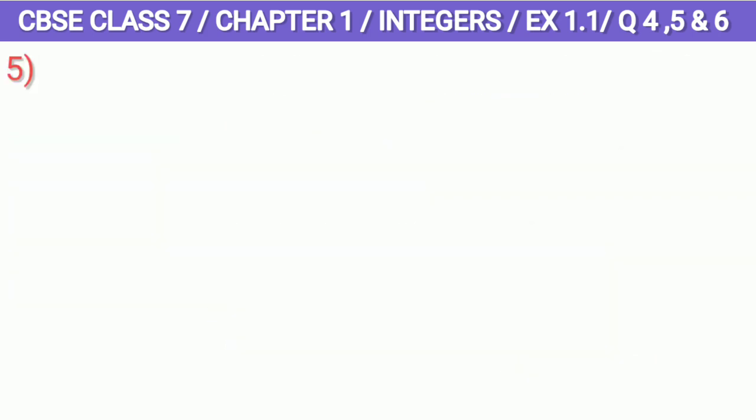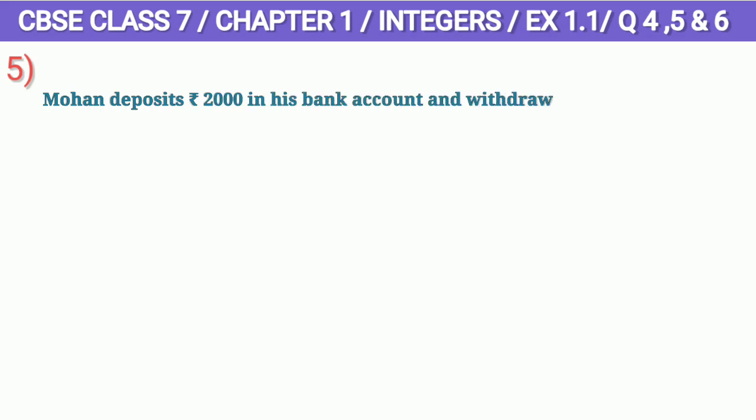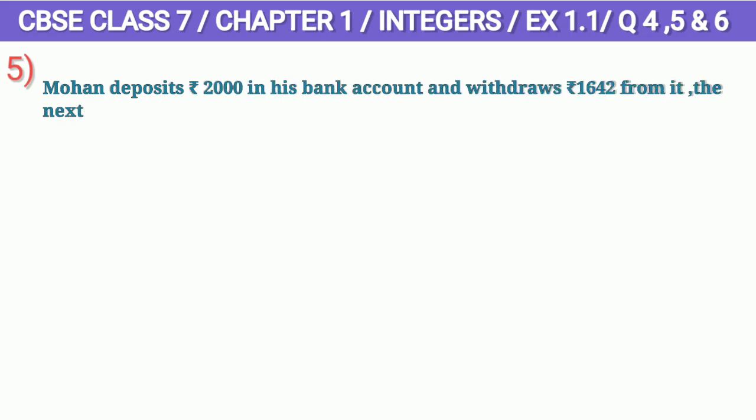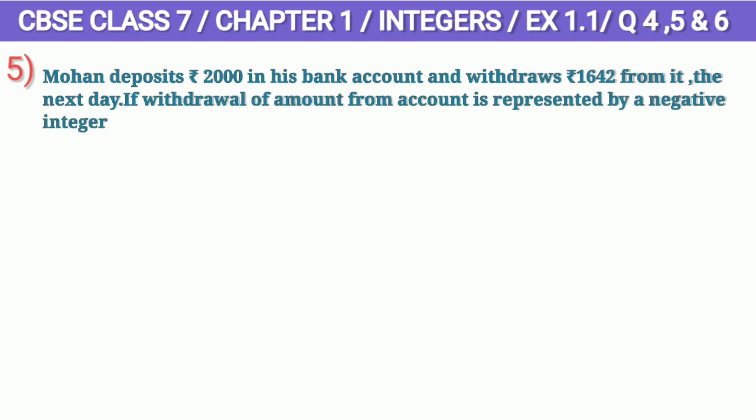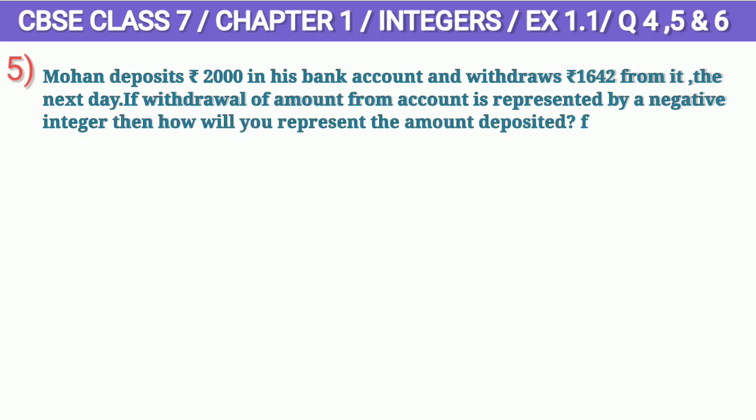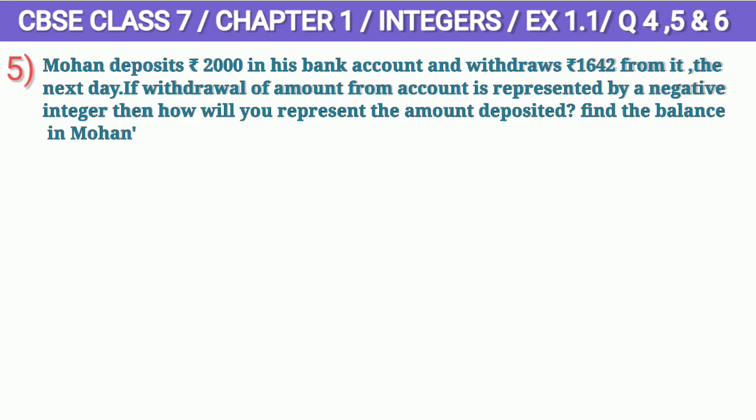Let us see what we have in fifth question. Mohan deposits rupees 2000 in his bank account and withdraws 1642 from it the next day. If withdrawal of the amount from account is represented by a negative integer, then how will you represent the amount deposited? Find the balance in Mohan's account after the withdrawal.